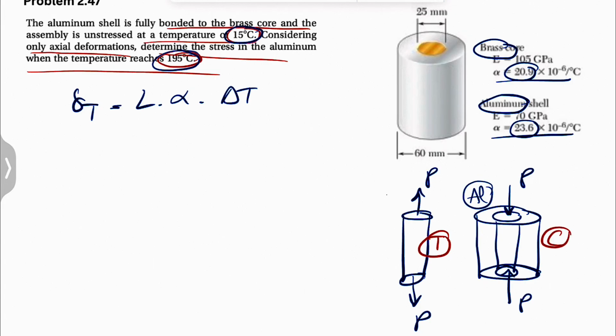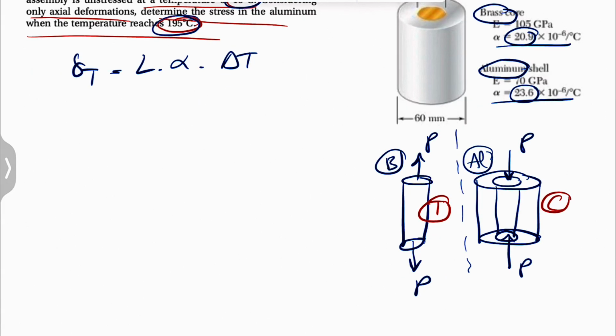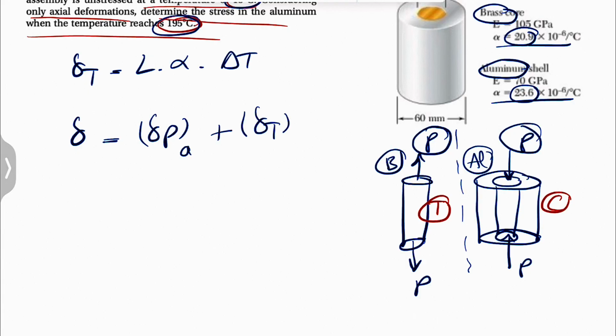So let's use B here just to differentiate these two. What's going to happen here is we're going to have a deformation because of this force P, as well as the deformation that we have from our thermal expansion. And the deformation for each of these two has to be equal because they're bonded to each other. It's going to be the elongation because of the force P. Let's go with aluminum first, and the deformation from the temperature for aluminum. And this has to be equal to the same scenario for brass, and we're going to have delta T of brass.